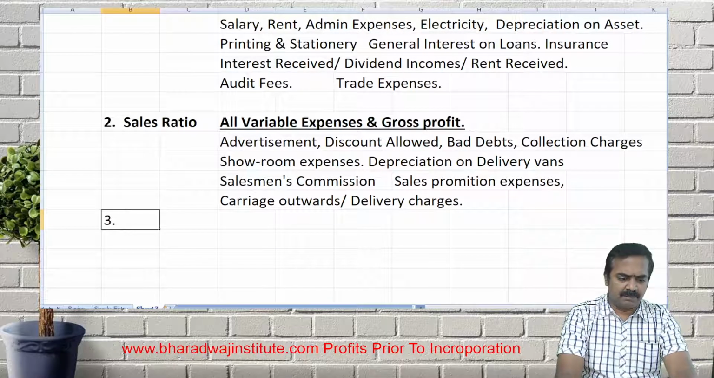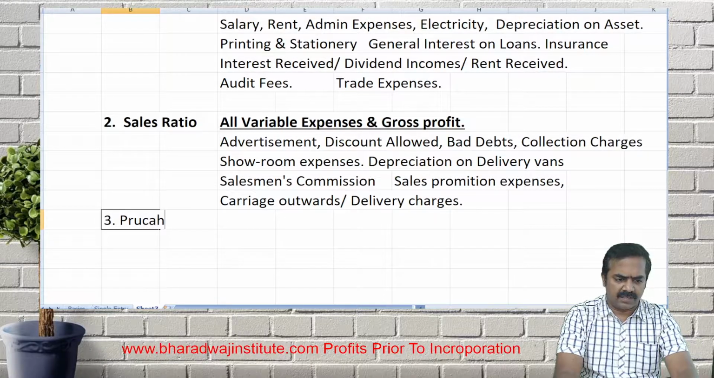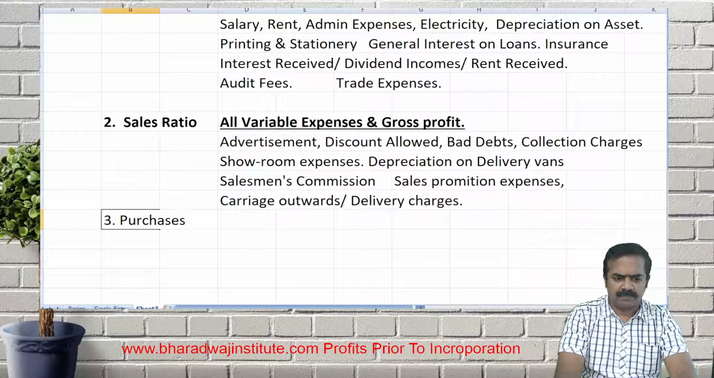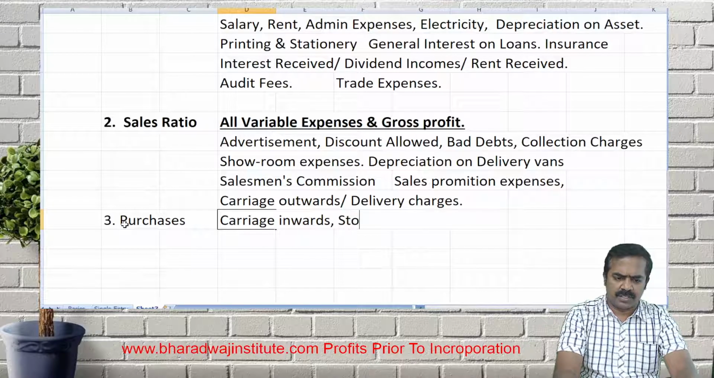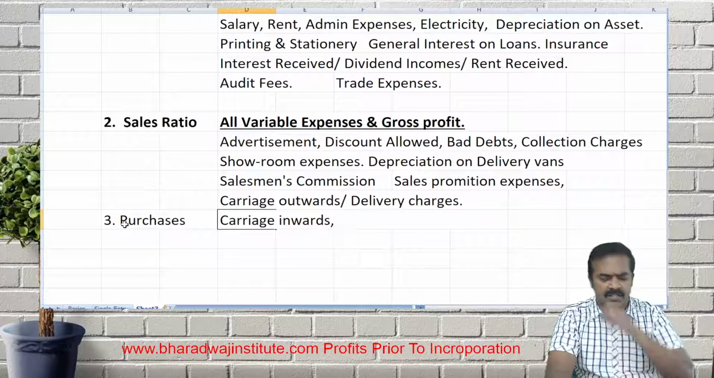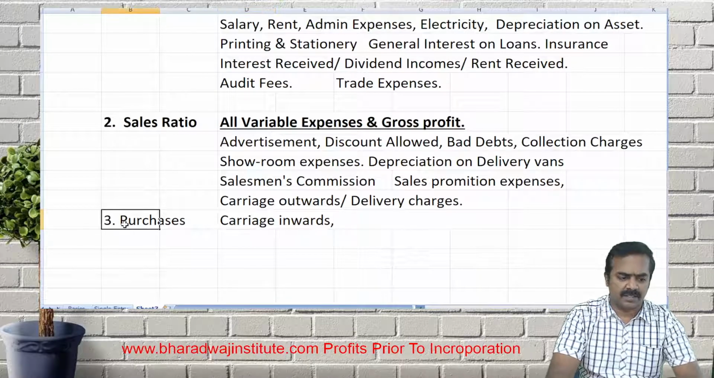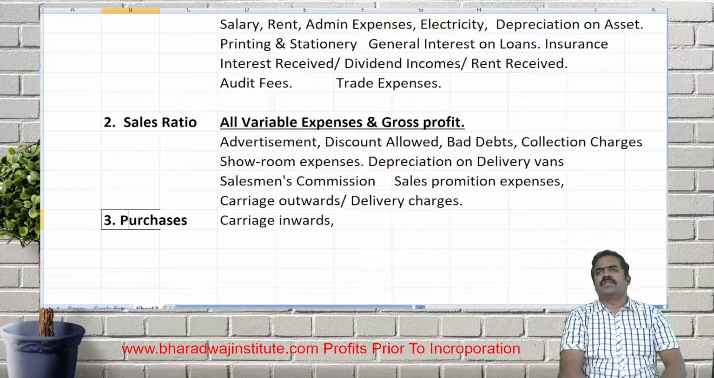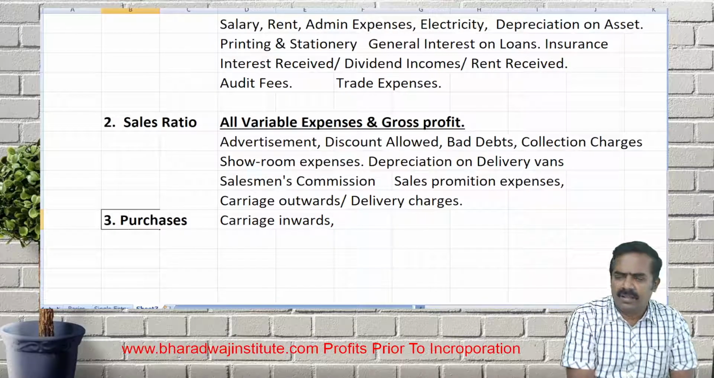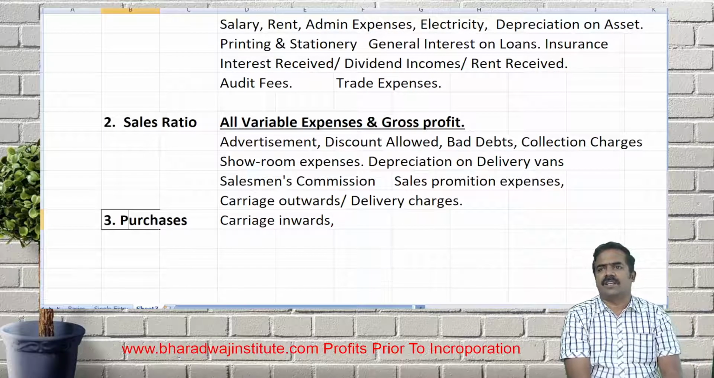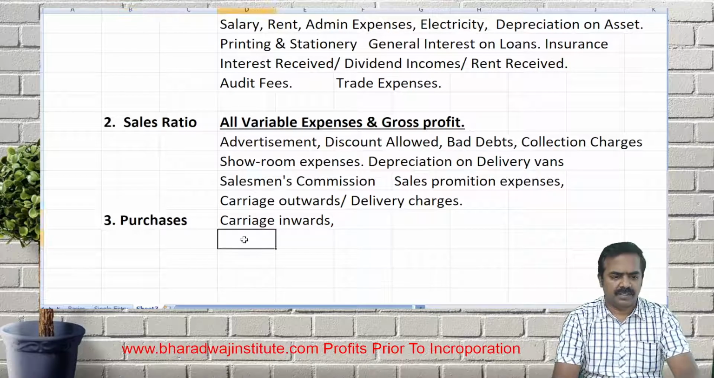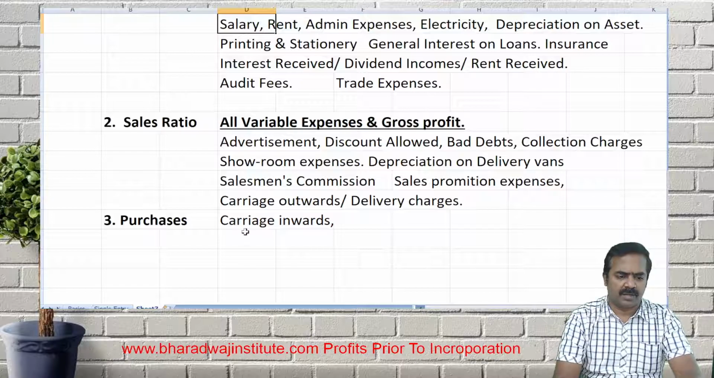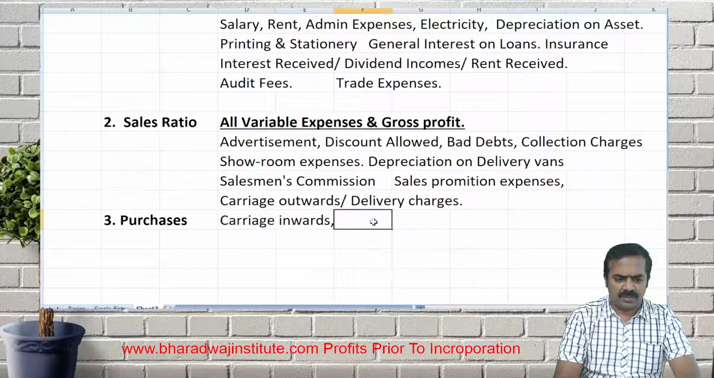Certain incomes and expenses come based on purchases. Example, carriage inwards, storage expenses, or not storage expenses, carriage inwards. No, wages is not based on purchases. Wages, generally we go with the time ratio. Unless it is specified that wages are paid according to piece rate, we go with time ratio. Salaries and wages, we are going to apportion based on time ratio. For carriage inwards, discount received.